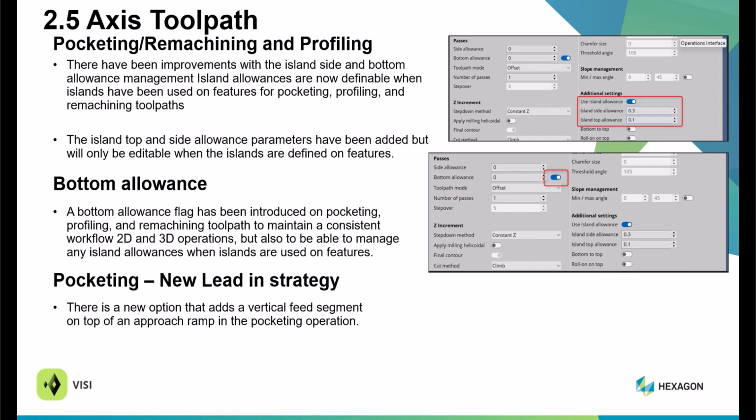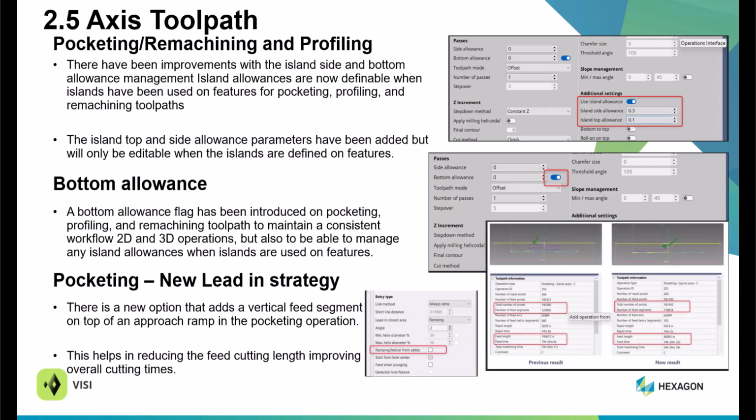Pocketing, new lead strategies. There is a new lead strategy for adding a vertical feed segment on top of an approach ramp for pocketing operations. This helps to reduce the feed cutting length, improving the overall cutting time.